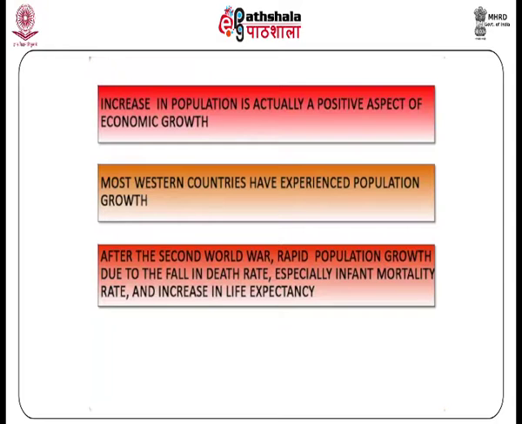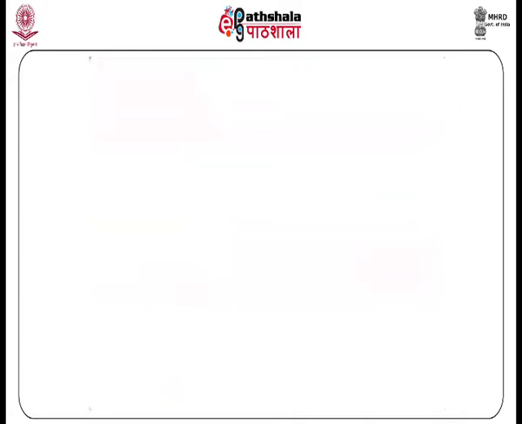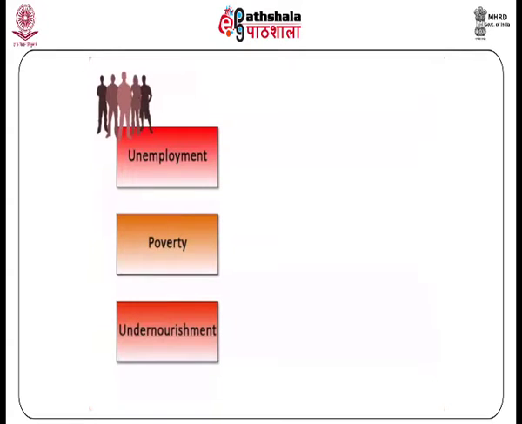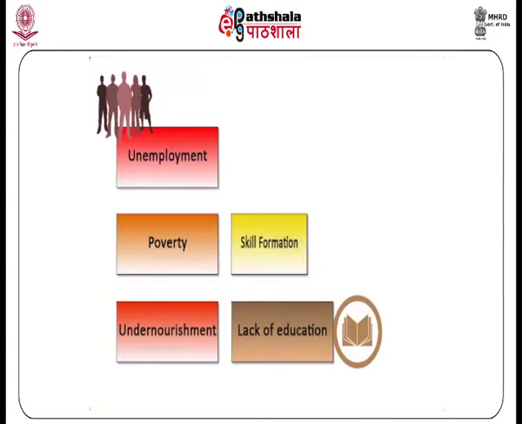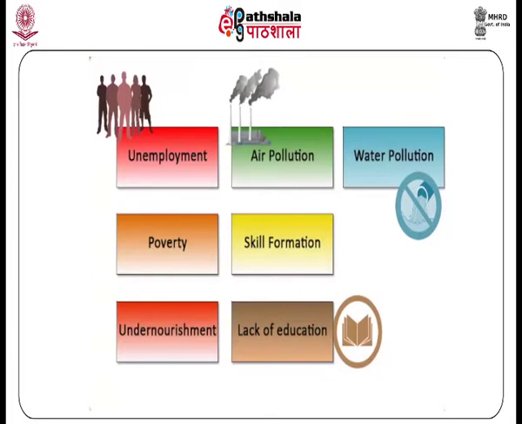This has contributed to the global population, which may be touching 7.9 to 10.9 billion by 2050. The consequences of increase of global population are unemployment, poverty, undernourishment, lack of education and skill formation, as well as pollution of air and water. At the same time, certain highly developed countries have also experienced a slowing down of the rate of growth of population.